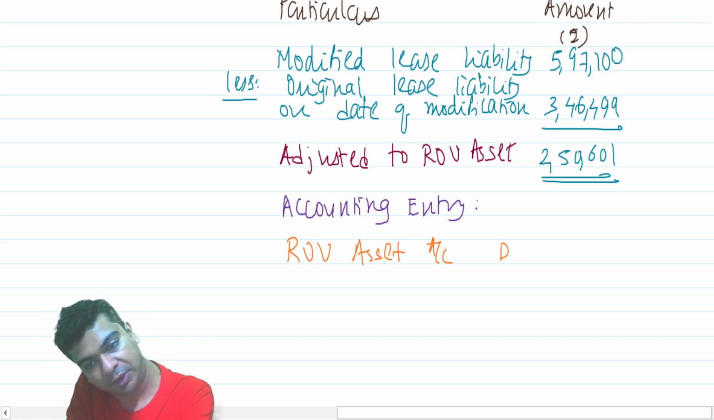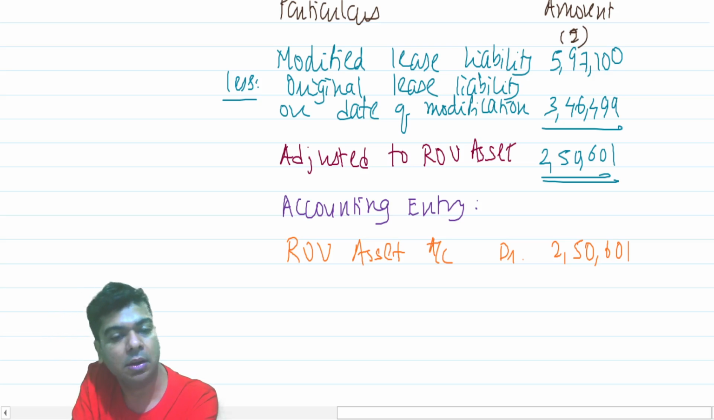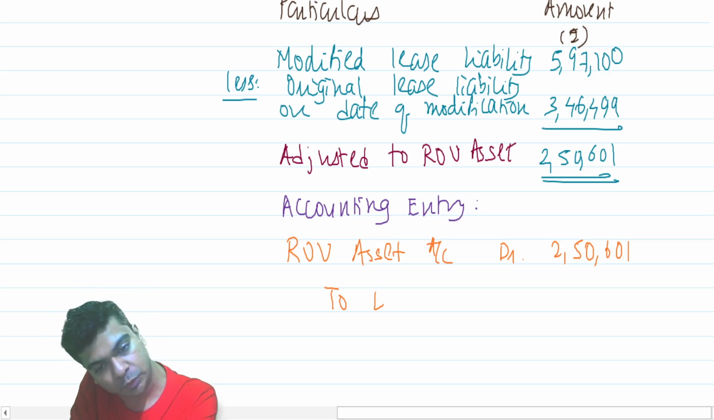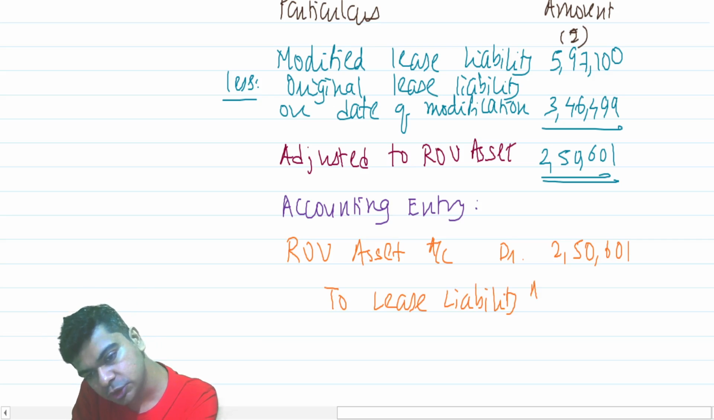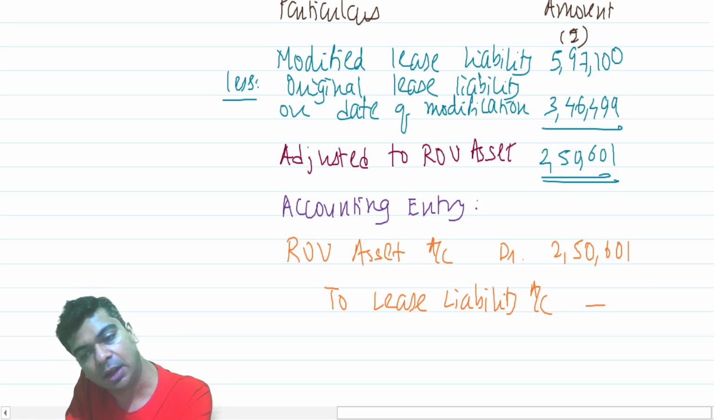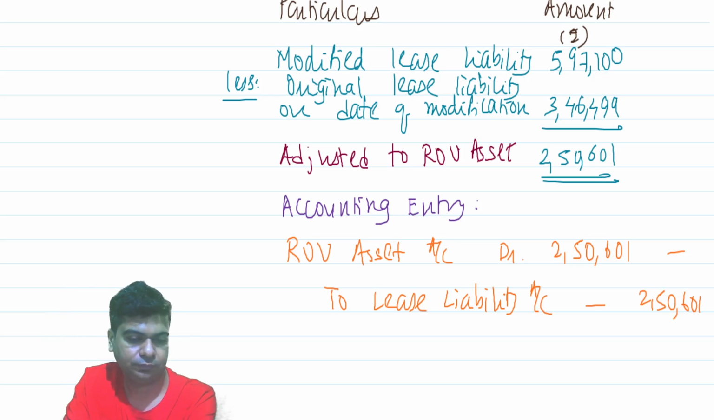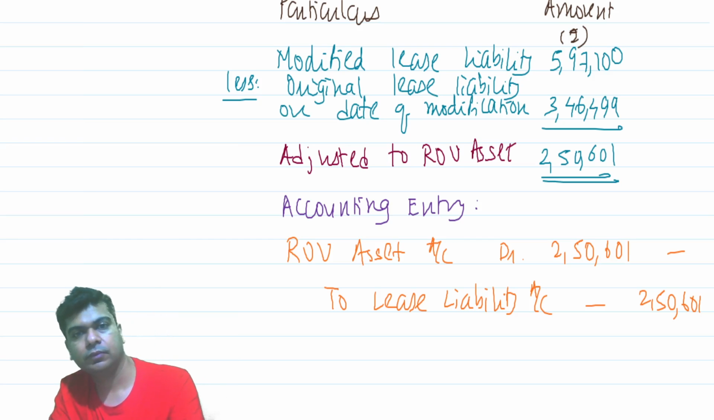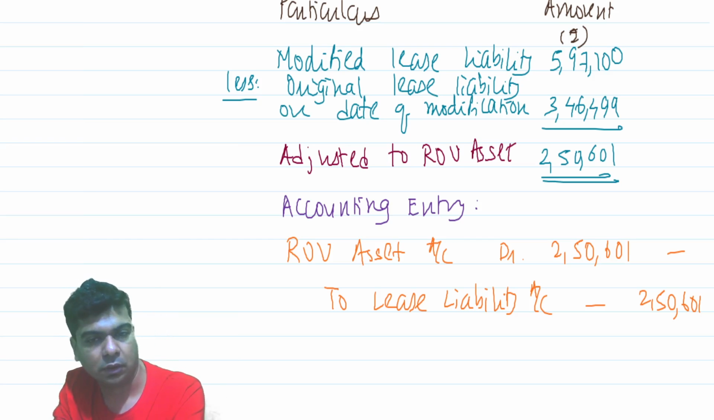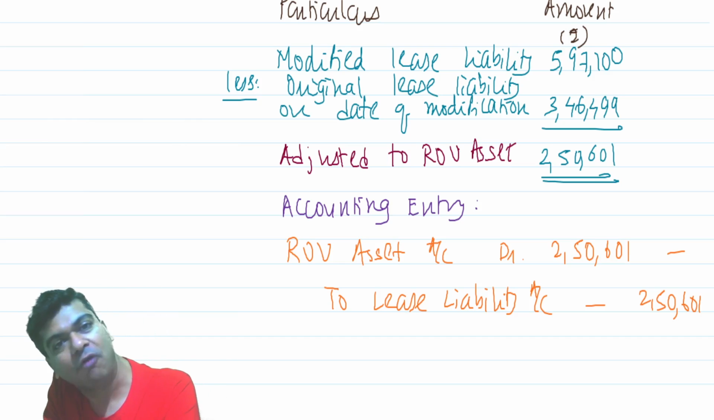ROU asset account debit 2,50,601 to lease liability account 2,50,601. That's the end of our answer.